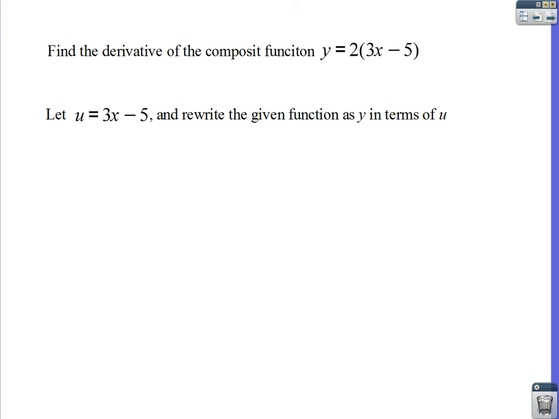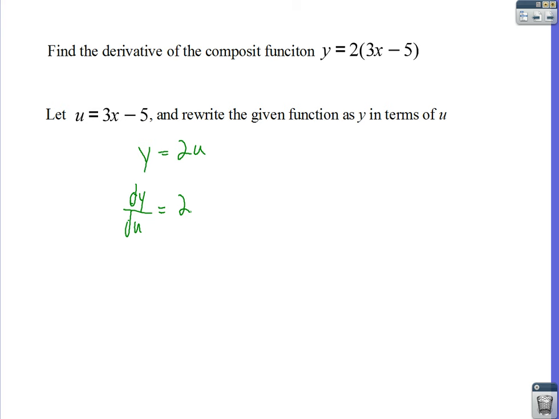So if I let u be 3x minus 5, or my chocolate function, I can rewrite y in terms of u as 2u. Now let's find the derivative of this composite function. What if I were to find the derivative of y equals 2u first? I'm taking the derivative of y, with respect to u. And when I do that, it becomes just 2, because 2u to the 1 is just 2.